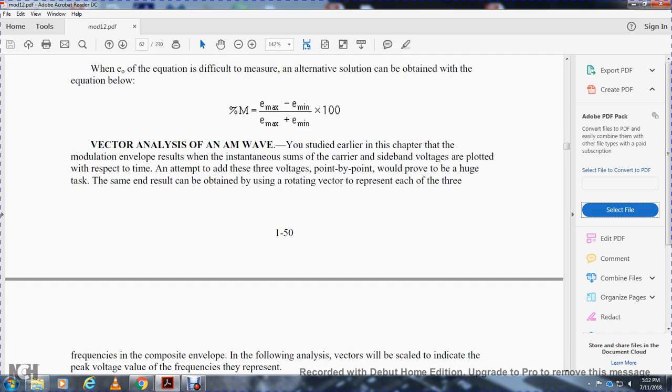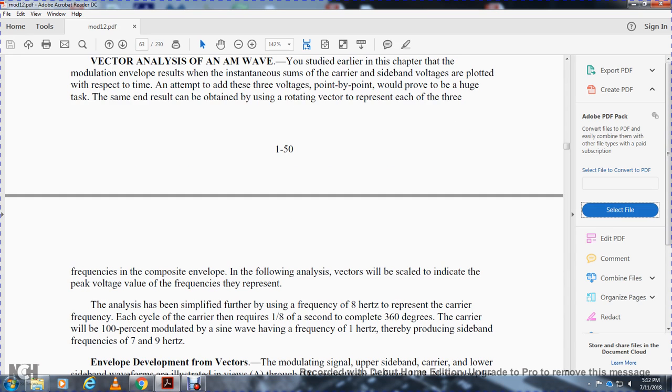Vector analysis of the AM wave. You studied earlier that the modulation envelope is the result of the instantaneous sum of the carrier and sideband voltages with respect to time. To add the three voltages point to point would prove to be a huge task. The same end result can be obtained by using rotating vectors to represent each of the three frequencies.